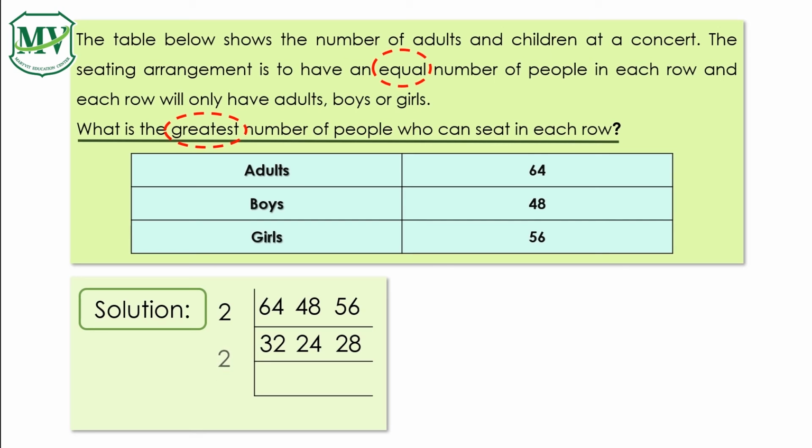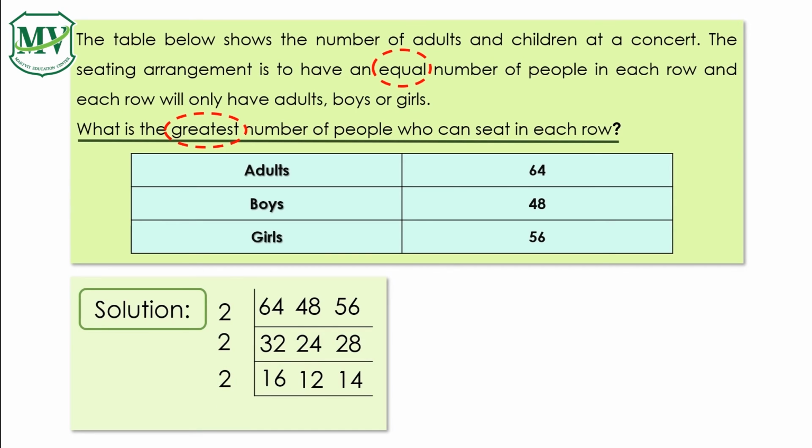32 divided by 2 is 16. 24 divided by 2 is 12. 28 divided by 2 is 14. What common prime factor can we still use to divide next? We can still use 2.